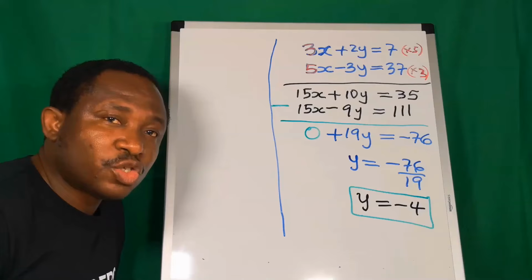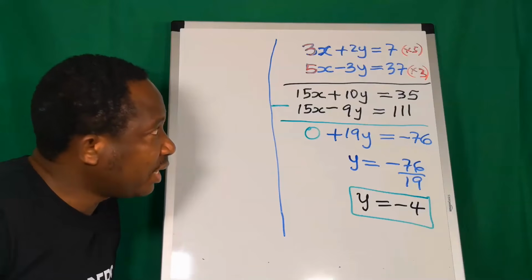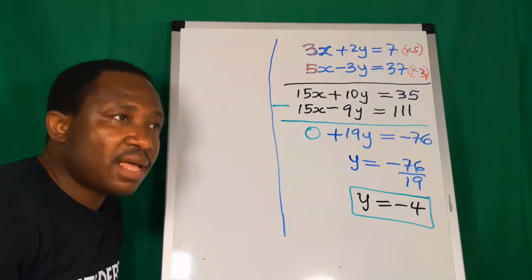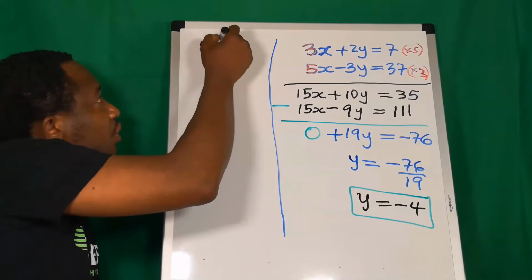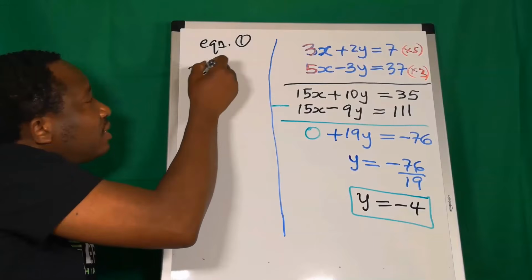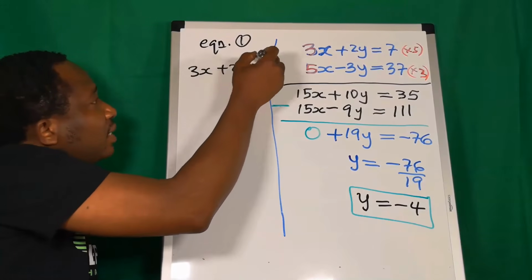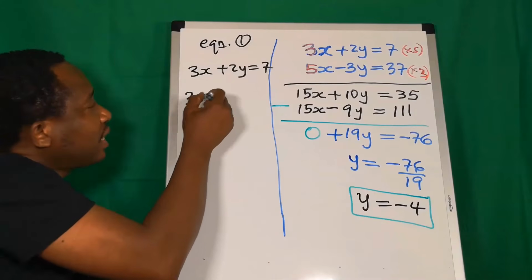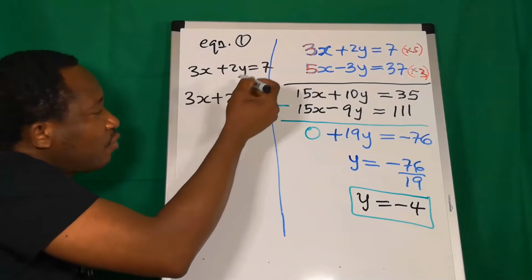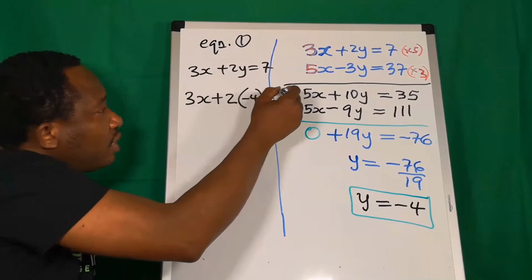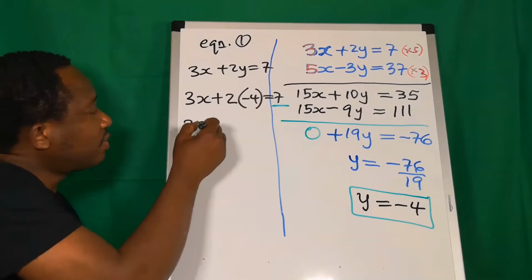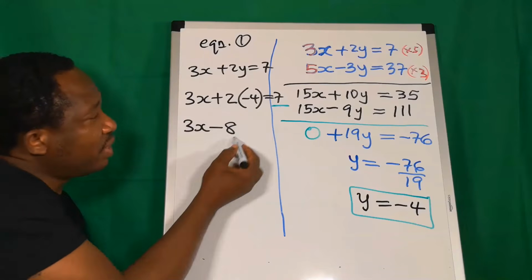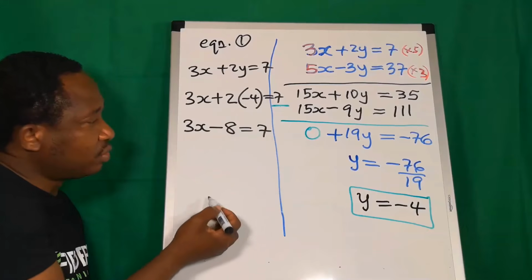Next, we're going to substitute the value of y into either equation 1 or equation 2. Here, I'm going to use equation 1, where I have 3x plus 2y is 7. I know the value for y, so I will have 3x plus 2, instead of y, minus 4 is 7. Here I will have 3x minus 8, since 2 multiplied by minus 4 is minus 8, is equal to 7.